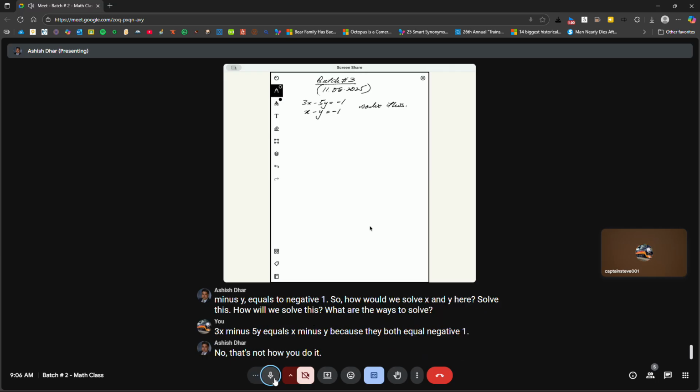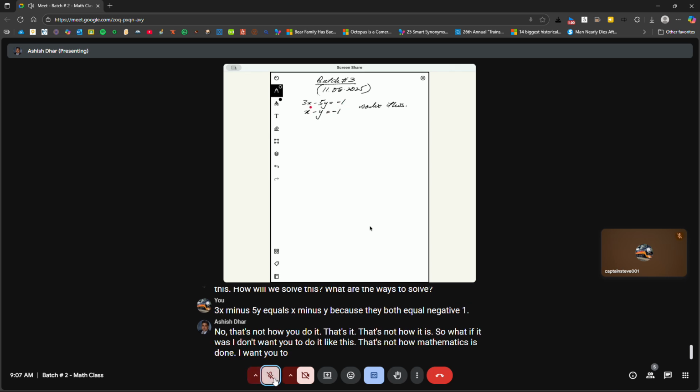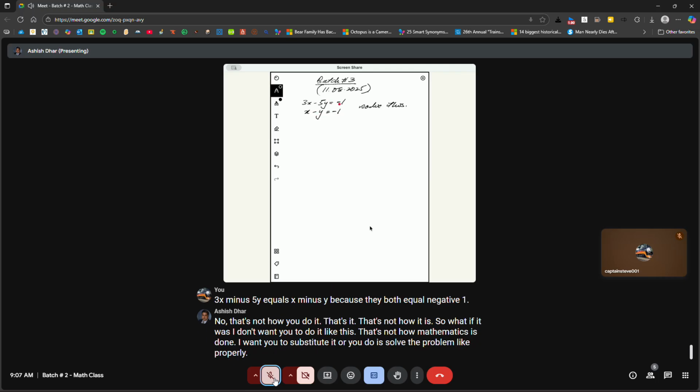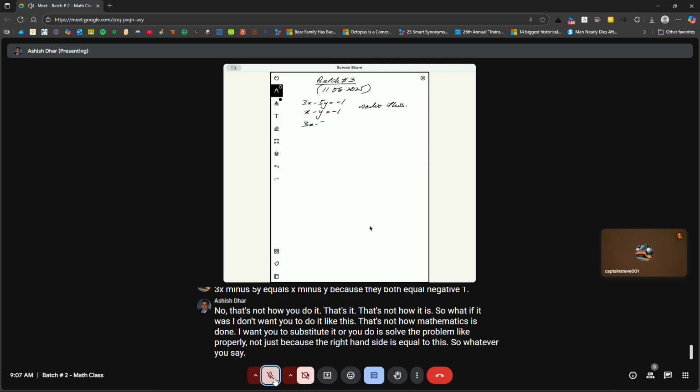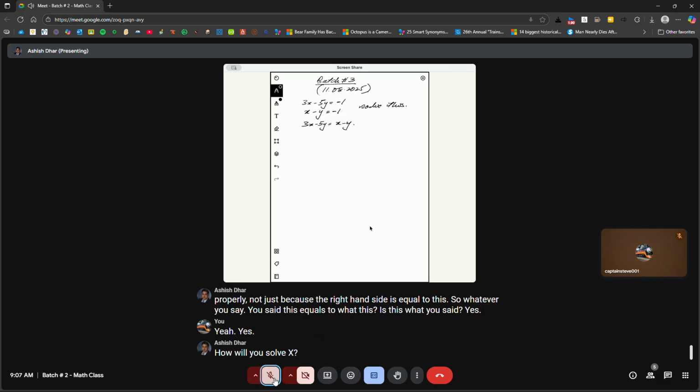No, that's not how you do it. That's not how it is. I don't want you to do it like this. That's not how mathematics is done. I want you to substitute it, or solve the problem properly, not just because the right hand side is equal to this. So what did you say? You said this equals to what? Is this what you said, Yash? How will you solve x and y here?